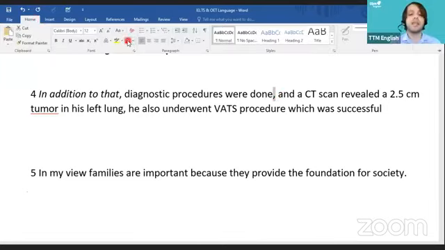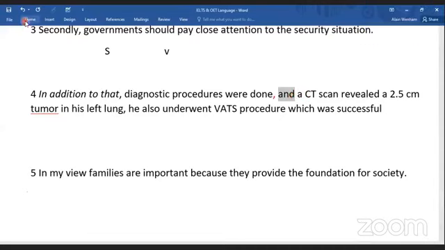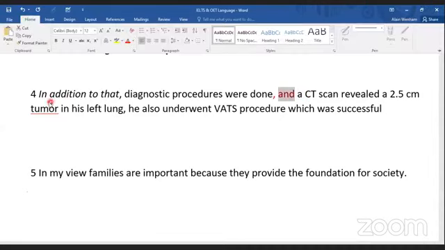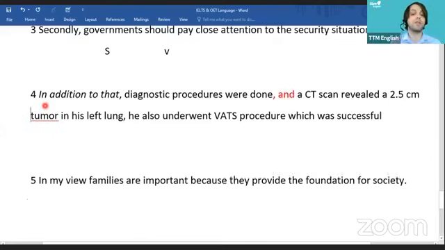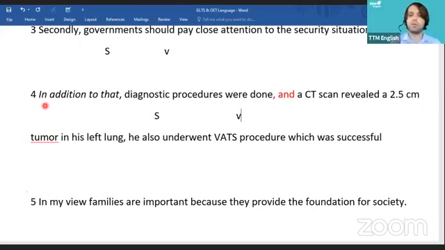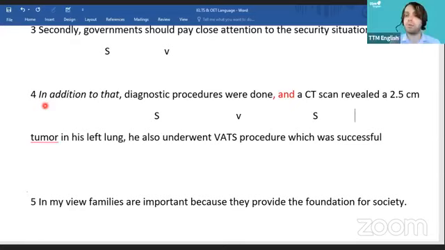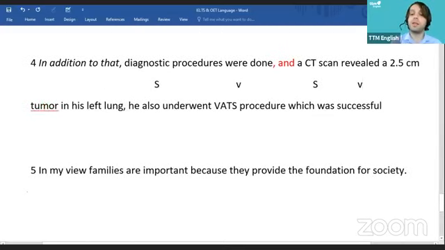Key, why did you say that we need the comma here? Because it's two clauses. Yeah, it's two clauses. What's the first clause? What's the subject? The subject is diagnostic procedures. And the verb is? And the verb is were done. And the subject in the second clause? A CT scan. And the verb? Revealed. Yeah. So we've got to put in a comma.